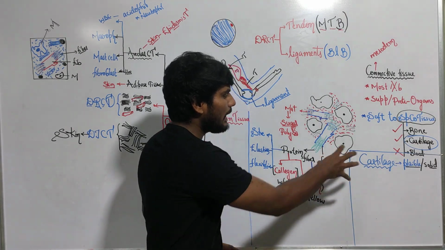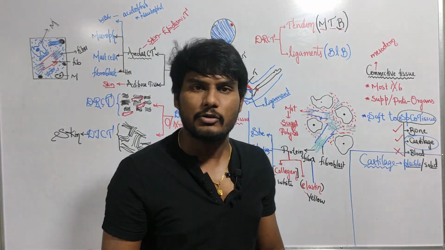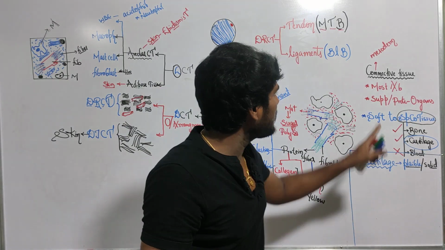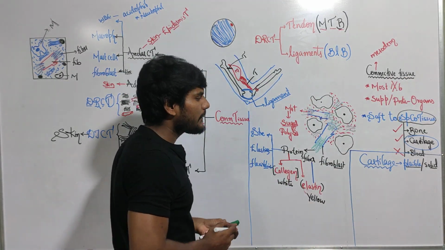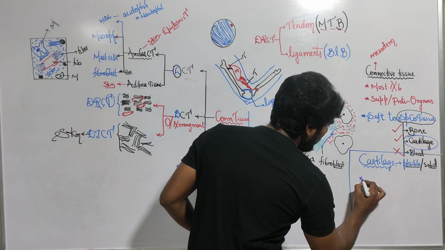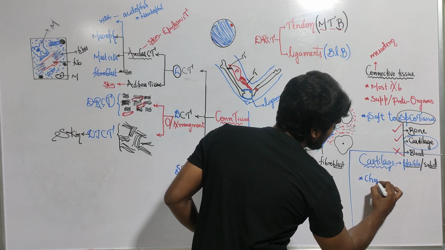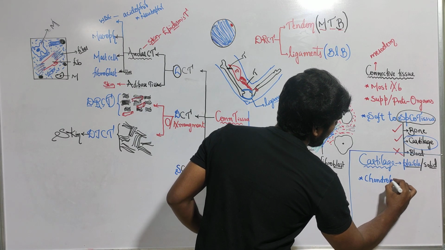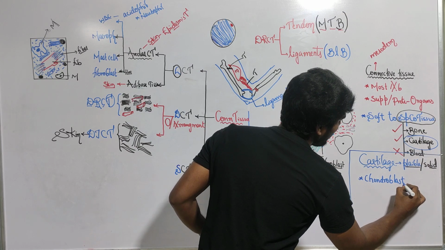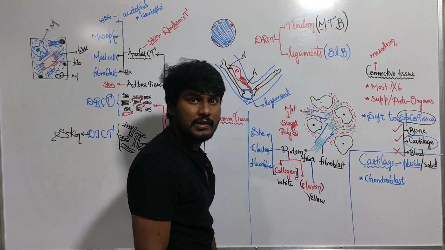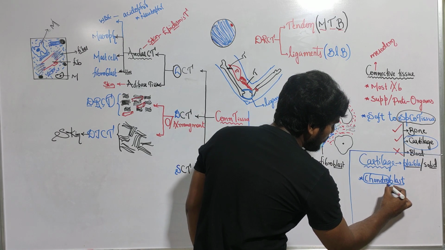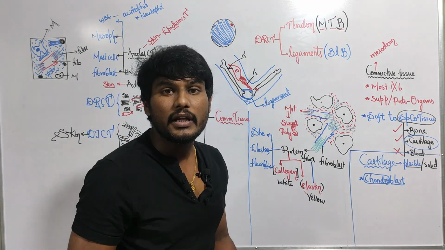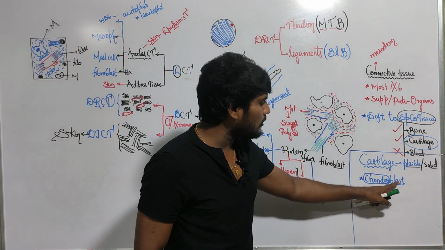Now remember, cartilage is a tissue. It's not an organ. Which tissue? Connective tissue. Tissue means a group of cells. Let's represent those cells. Those cells we call chondroblasts. What is the meaning of blast? Immature cell. And this immature cell is secreting one protein. That protein is called chondrin. Because of that only it is called chondroblast.